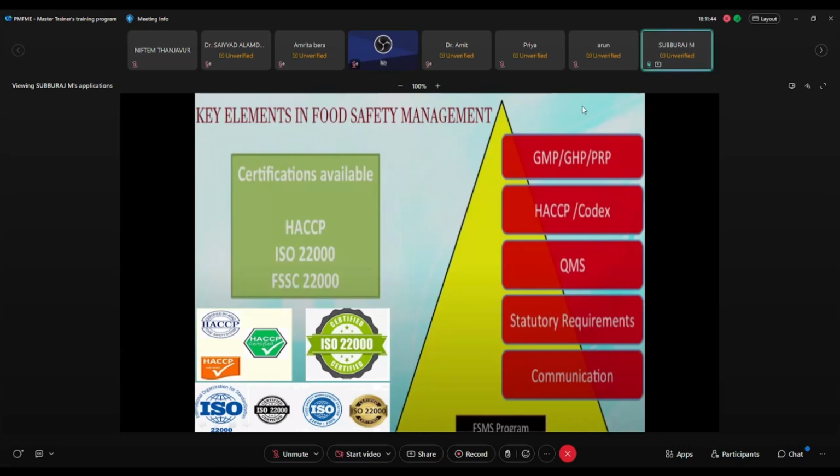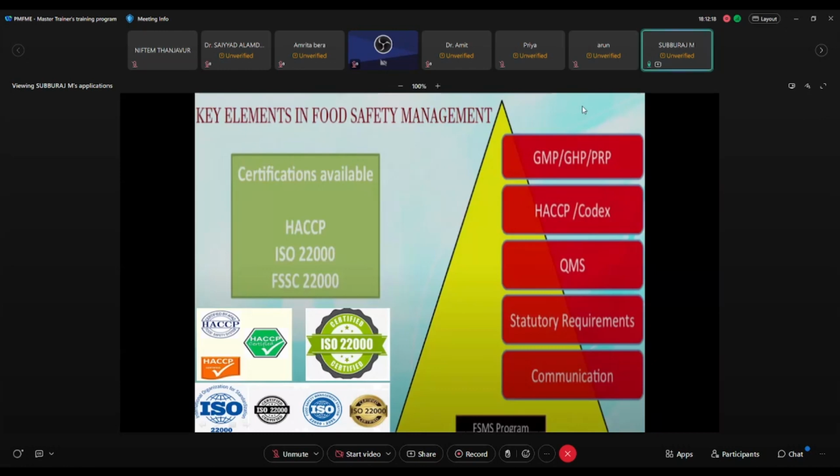The next is the quality management system, and the statutory requirements. In India the statutory authority is the Food Safety and Standards Authority of India, and moreover we have to comply with the Pollution Control Board and environmental regulations. If you are going to the US, USFDA and US EPA are there. If you are going to Europe, then European food safety regulations are there. So these are the statutory requirements.